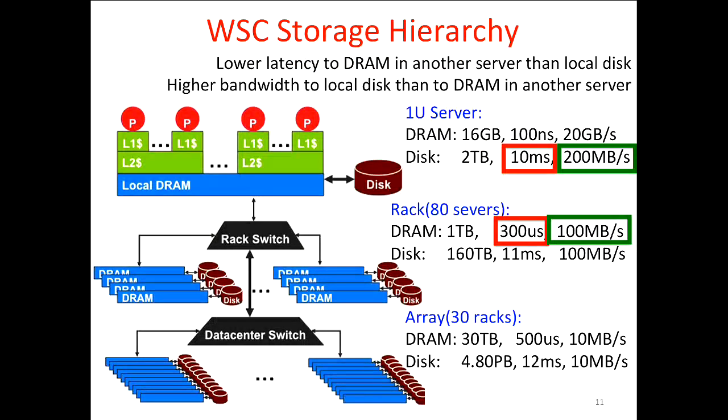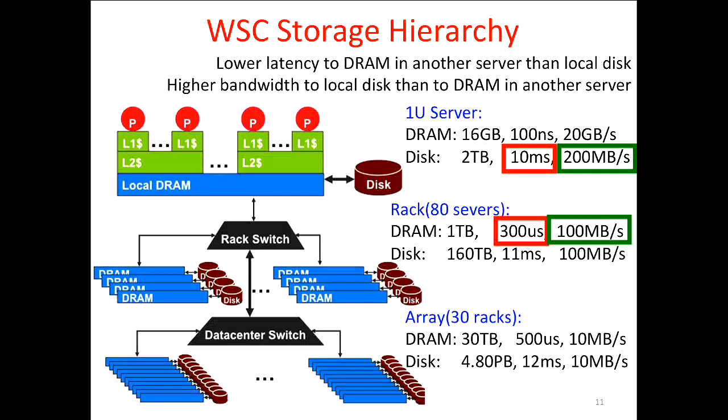Okay, so this is the warehouse scale computer storage hierarchy. It's very similar, somewhat an extension of the memory hierarchy of a single machine. You can see caches, local DRAM and disk here. Outside of a single server, you can see DRAM and disks in a rack. And outside this rack, you can also access DRAM and disks in an array.